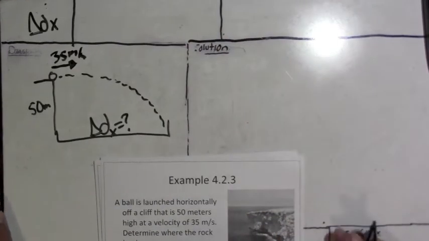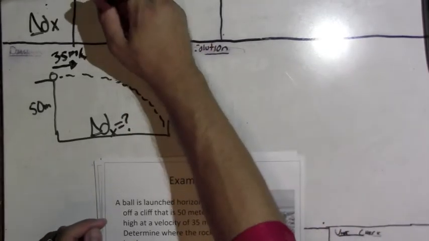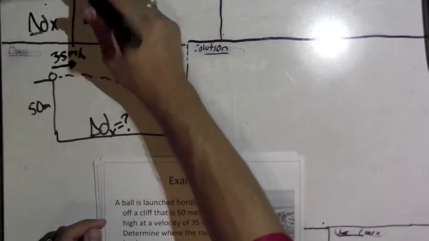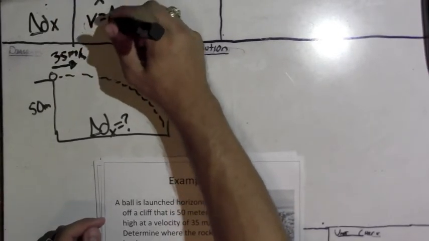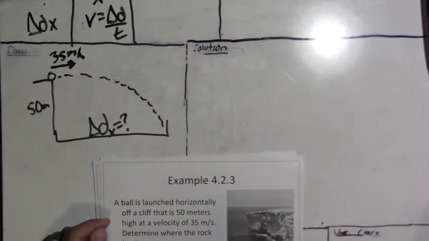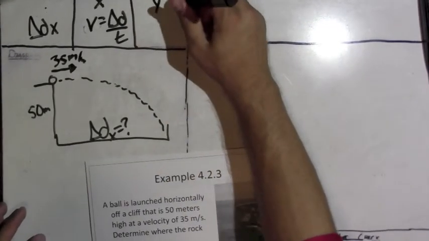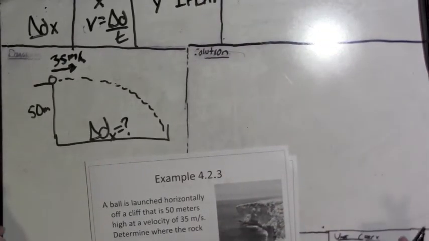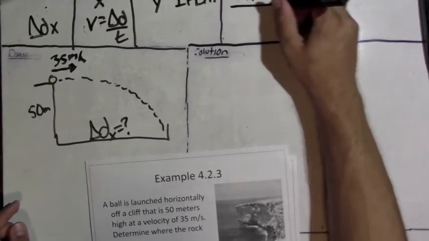Okay, so since we know it's a two-dimensional problem, it's going to have x's and y's. I know that in the x direction, I only use v equals delta d over t. That's the only equation that I can use in x. In the y direction, I know that I'm going to use the kinematic equations, depending on what I'm trying to find. So let's look at our given information in the x direction to begin with.